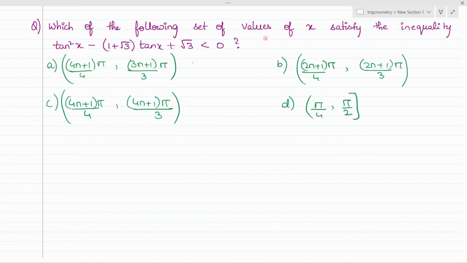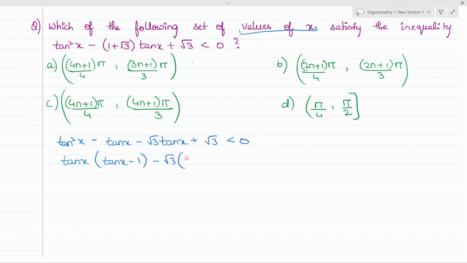In this question, we need to find the values of x which satisfy the given inequality. So first, let's simplify this inequality. We can write it as tan square x minus tan x minus root 3 tan x plus root 3 less than 0. I'm splitting this term. Take tan x common, inside it becomes tan x minus 1. Take minus root 3 common, inside it is tan x minus 1, less than 0. Take tan x minus 1 common, the remaining part is tan x minus root 3 less than 0.